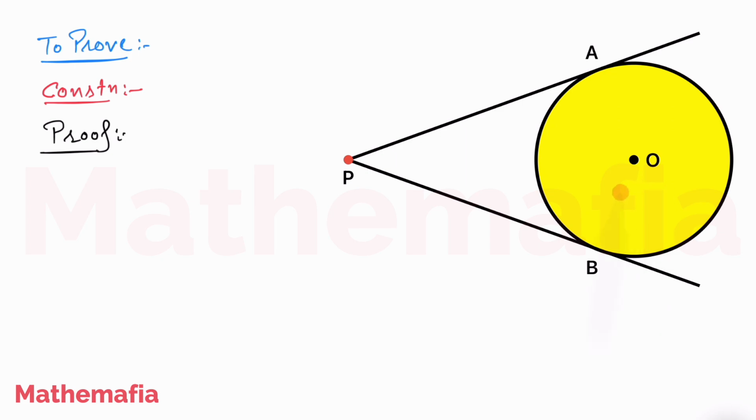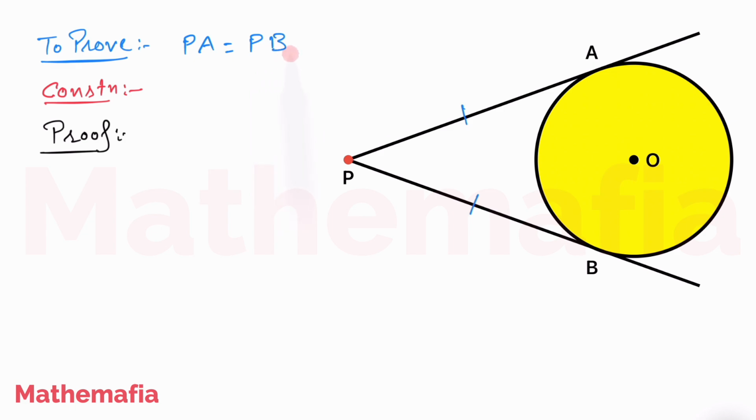In this question, we are going to prove that if we have a circle and P is any point that lies outside the circle, and from this point P, if we draw two tangents PA and PB on the circle, then the length PA should be equal to length PB. That's what we have to prove. So we are going to prove that the length of tangent PA is equal to length of tangent PB.